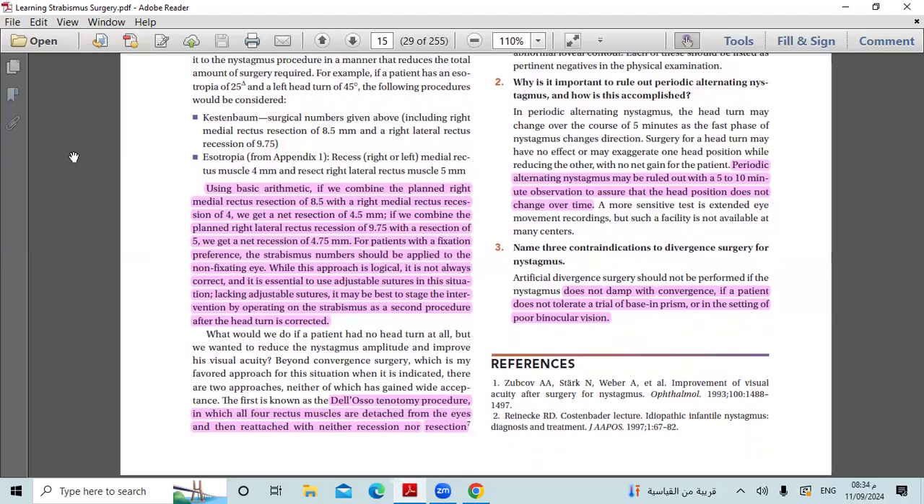What would we do if a patient had no head turn at all, but we wanted to reduce the nystagmus amplitude and improve his visual acuity? Beyond convergence surgery, which is my favorite approach for this situation when it is indicated, there are two approaches, neither of which has gained wide acceptance. The first is known as the Dell'Osso tenotomy procedure, in which all four rectus muscles are detached from the eyes and then reattached with neither recession nor resection.